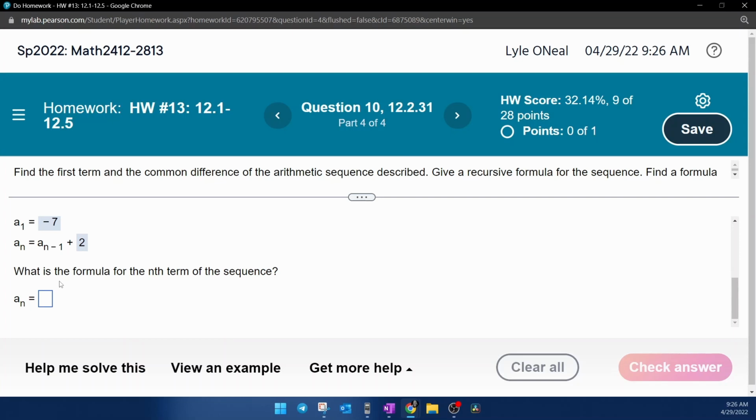And then the last thing they want is what is the formula for the nth term of the sequence? Now notice this is a sub n and so is this. But the difference is the previous result was a recursion formula, and now they want the general form or the general term of the sequence. So back to the scratch work.